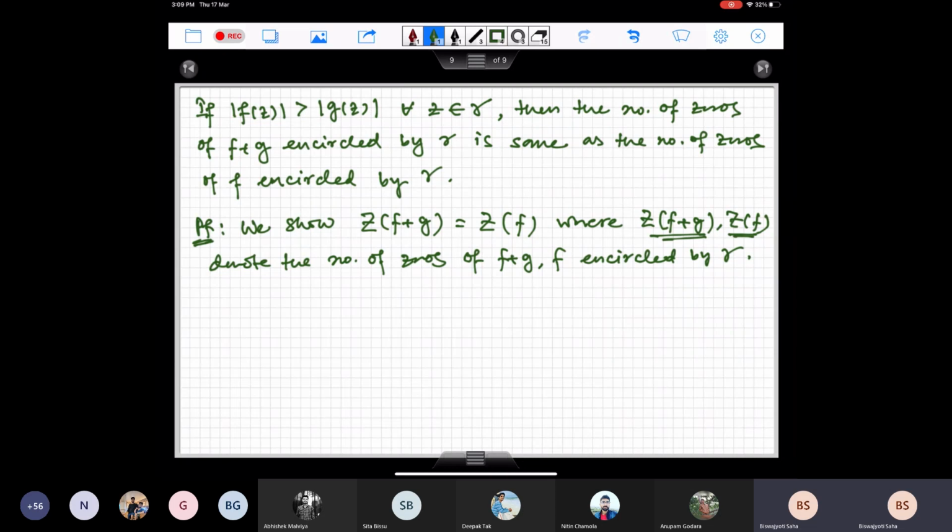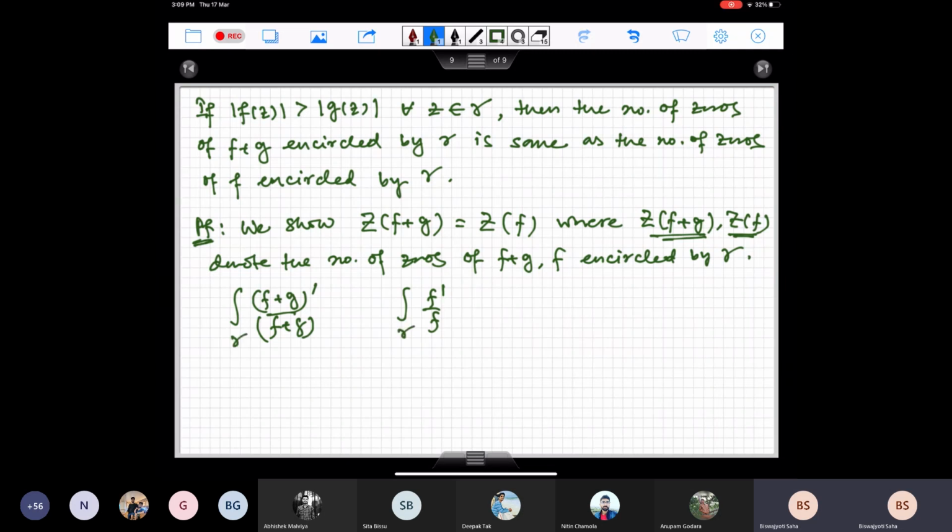Since I need to get hold of these quantities, it's natural that I will be considering integrals of the form (f plus g) prime divided by f plus g, and I will also be looking at integrals of the form f prime divided by f over gamma. These two integrals I am going to take.